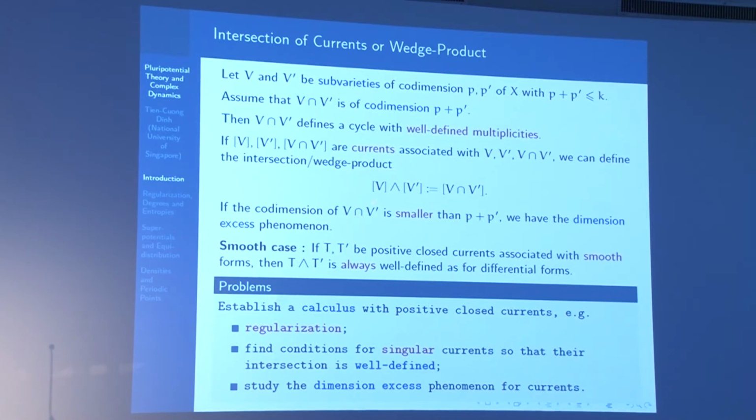However, it's possible that the intersection has dimension larger than the expected dimension. So in this case, we say that we have a dimension excess phenomenon. Okay. So we can define this intersection if we don't have this problem. For the smooth case, we can always define the intersection of T and T prime because we have smooth differential forms here, and then we just take the wedge product. So no problem for the smooth case, but we might have a problem for the singular case. Okay, so the main problem in the theory is to establish a calculus with positive closed currents, in particular the regularization and intersection, and also to study the dimension excess phenomenon.